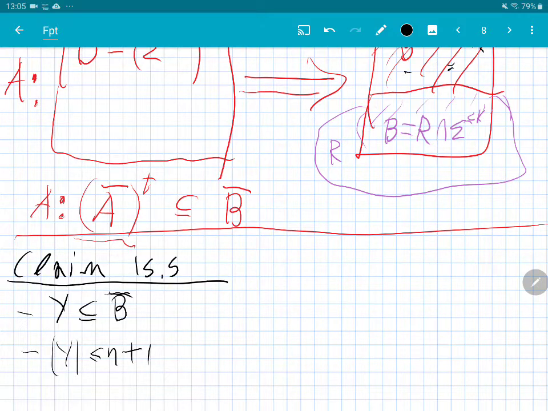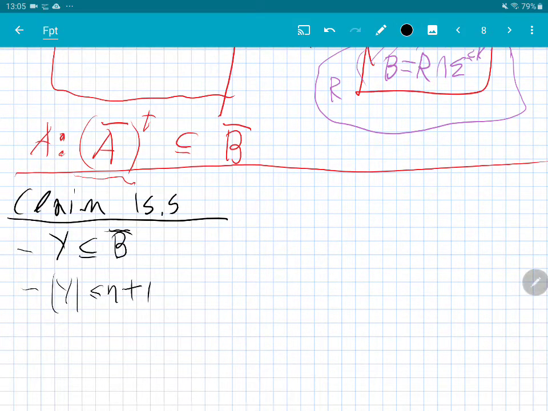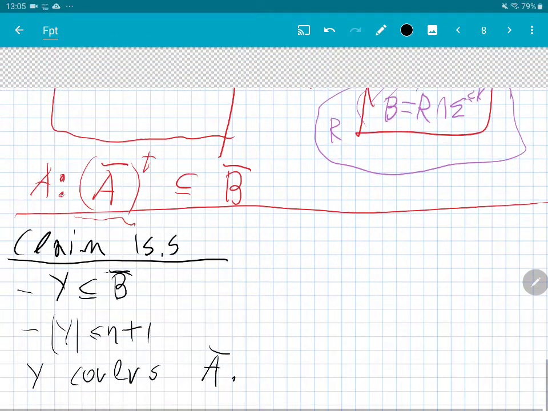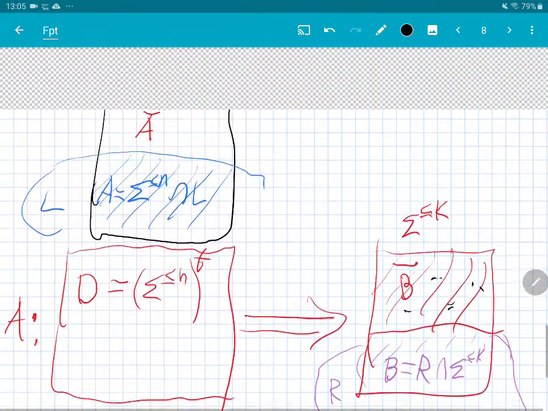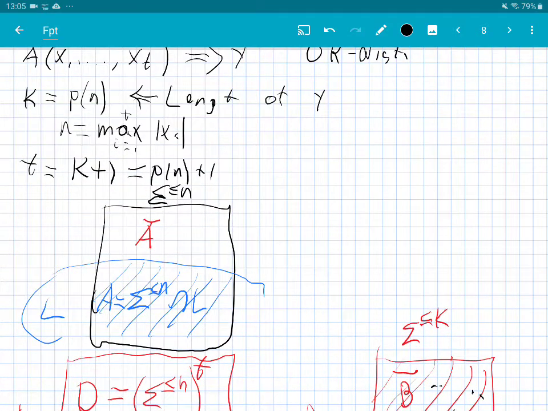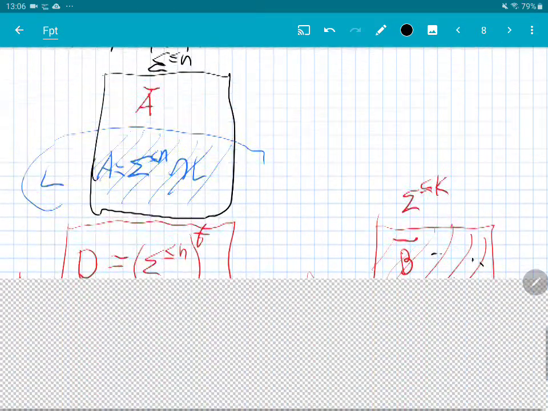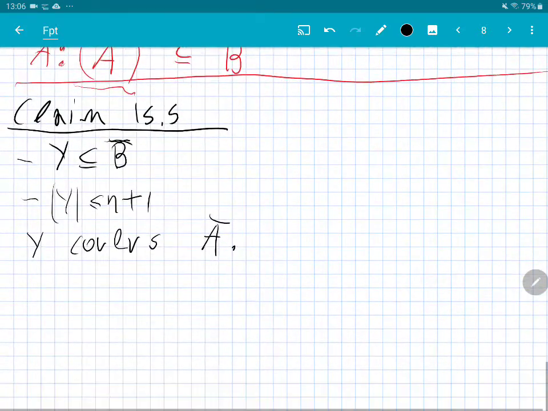Okay? And why is this set interesting? Y covers not A. By now you must have forgotten what not A is, because I forgot what it is. So not A, to remind you, are all the strings of length at most n that don't belong to the language L. Those are all the bad strings. They are not in the language. But what does it mean to cover it? So here's what it means.